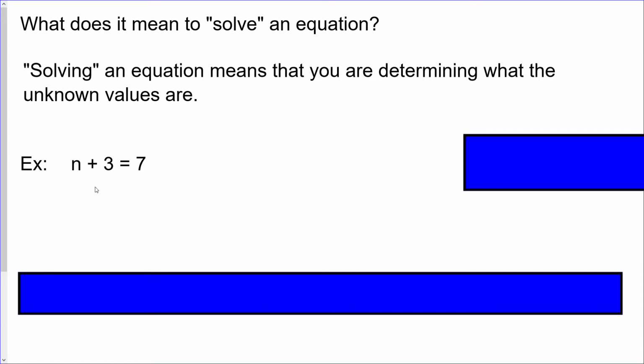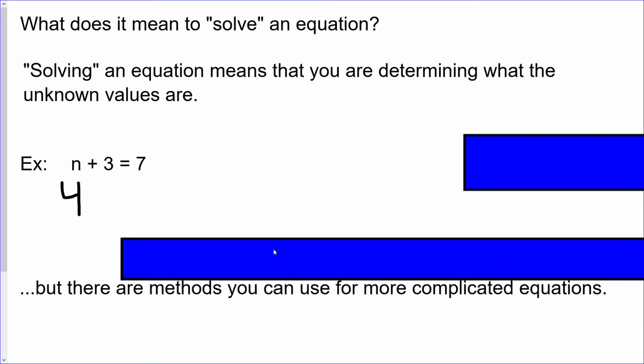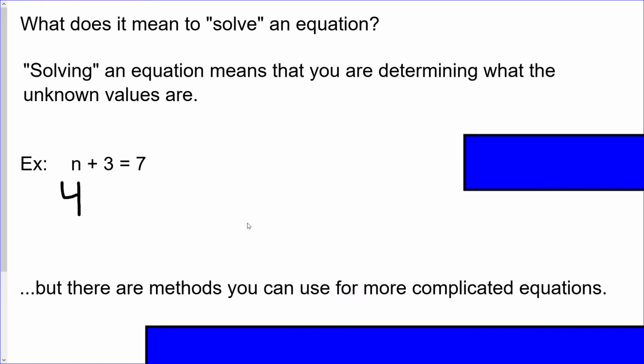Hopefully even looking at that, you can probably figure out just by some simple process of elimination or guess and check what the answer should be. I did that on purpose. There's a number of different ways of doing that. In this case, the answer would be 4, because 4 plus 3 equals 7. But there are methods that you can use for more complicated equations.